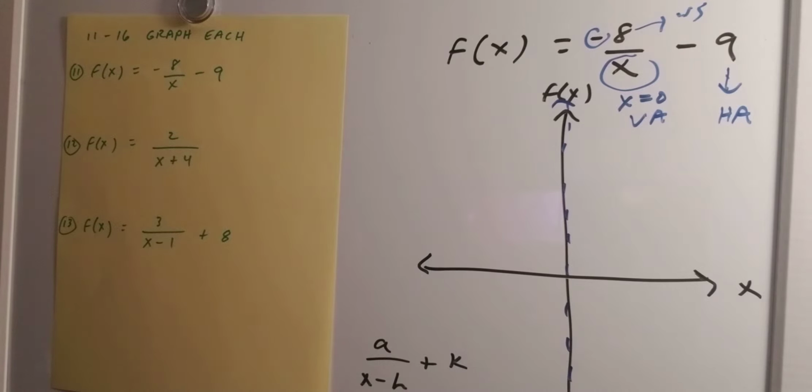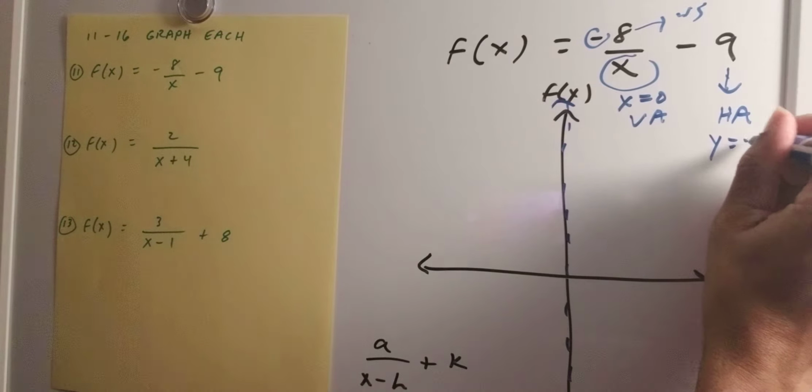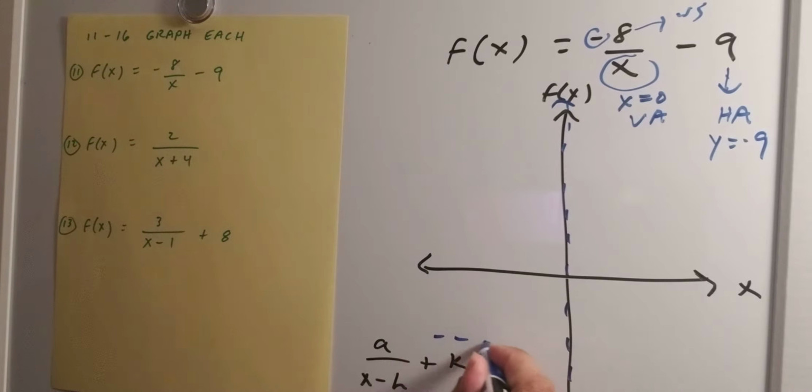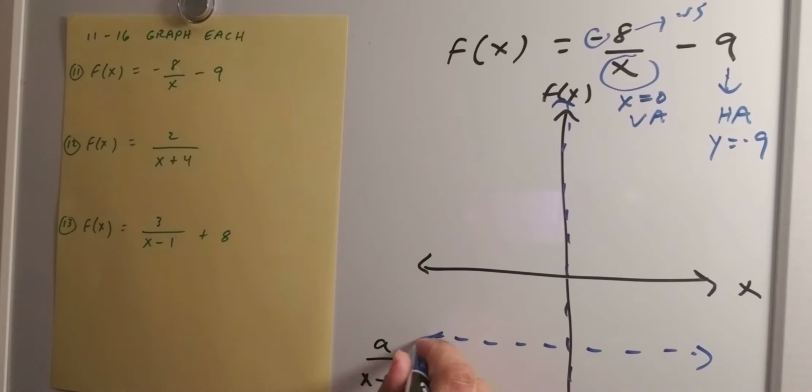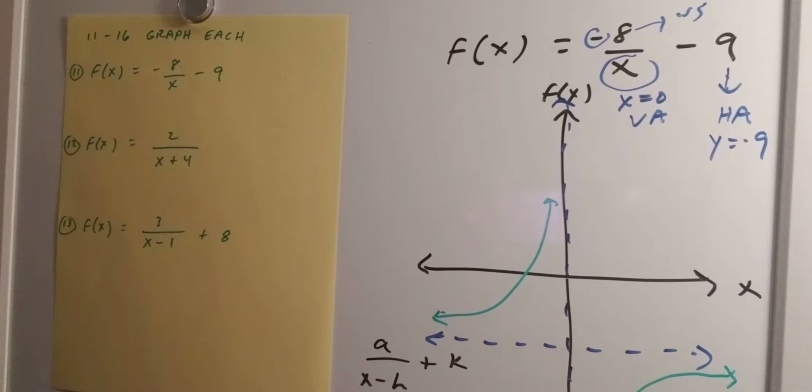So just sketching the graph, let's mark that -9 horizontal asymptote. I apologize. So we'll reflect it down. And we'll reflect it up. That will give you a sketch for this function, number 11.